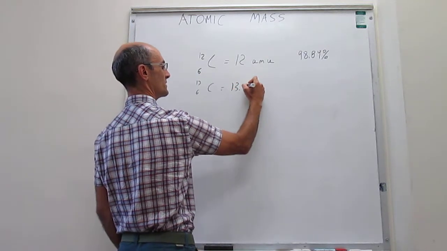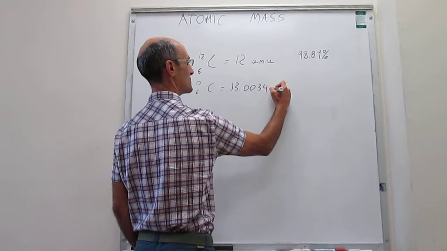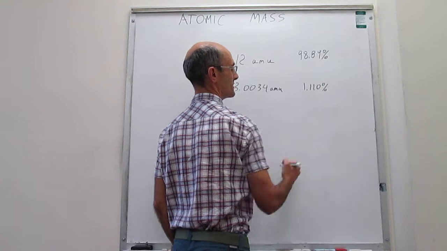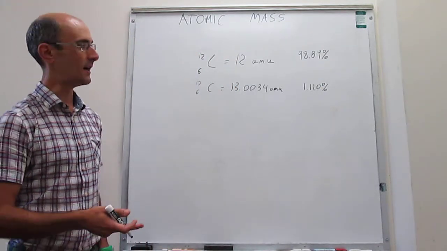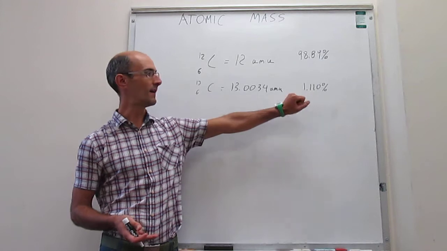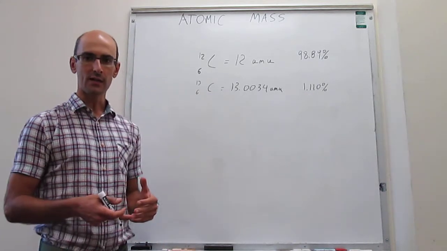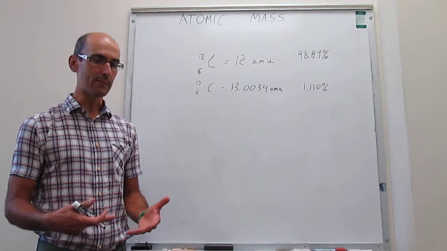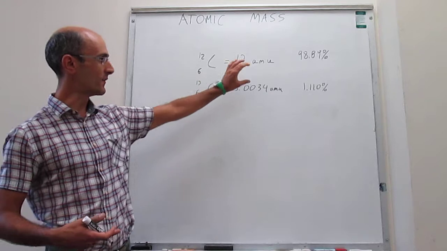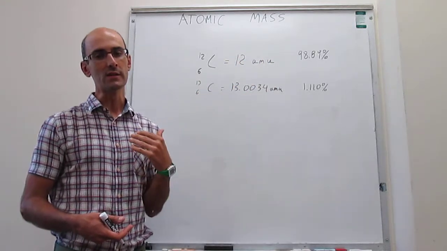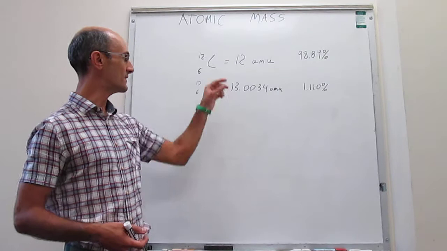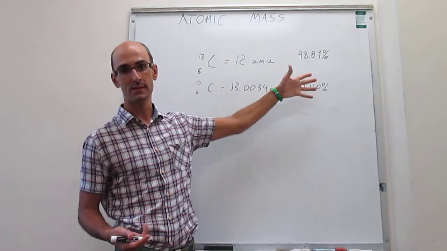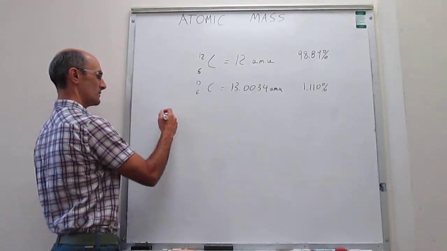And then C13, which again is 13.0034 AMUs, is 1.11% abundant. Again, there's also C14, but the weight there would be ridiculous, much more than that. Now the question is, how do we define the mass that appears in the periodic table for carbon? Well, if you have these two isotopes and these abundances, the mass that you see in the periodic table is a weighted average of these masses, and the weights that you use for the average are the natural abundances.